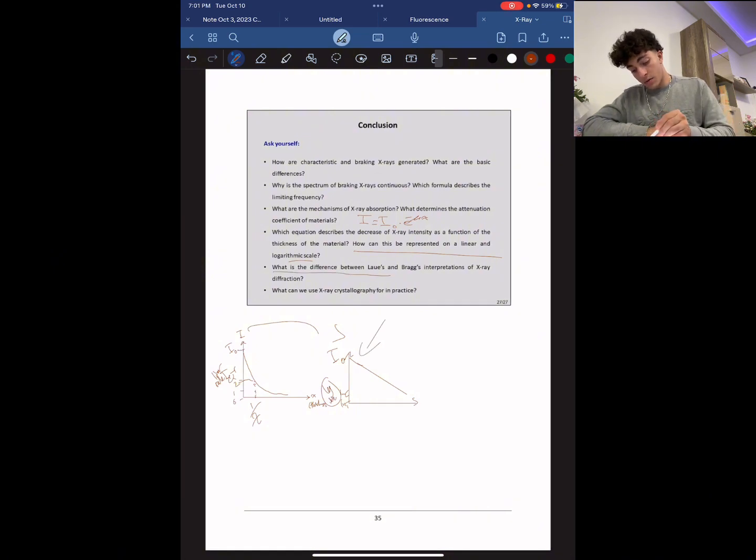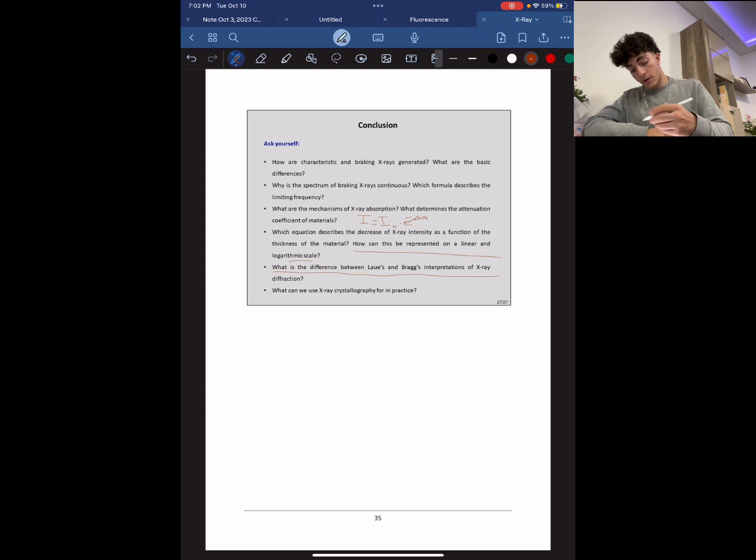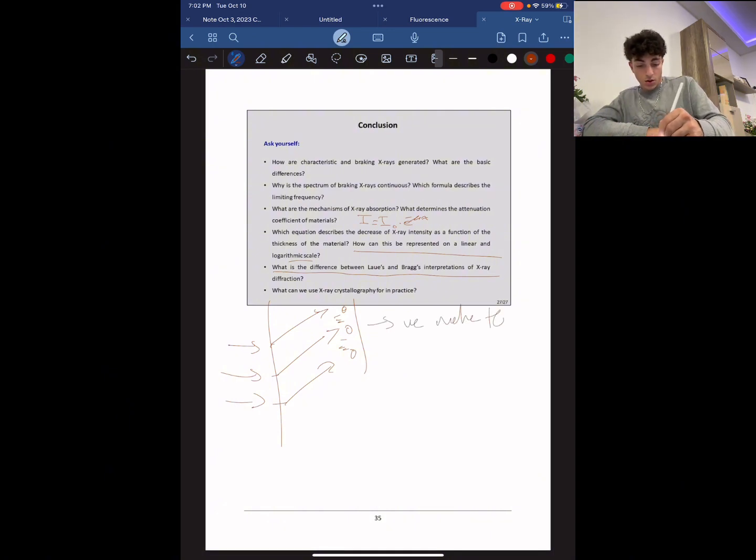It says, what is the difference between Laue's and Bragg's interpretation of diffraction? Easy. One says it's scattering centers, I'll draw it for you guys. Laue says X-ray photons come like this. You have scattering centers, and they get refracted, right? And here there are bright and dark spots on a screen. Then we make the structure.